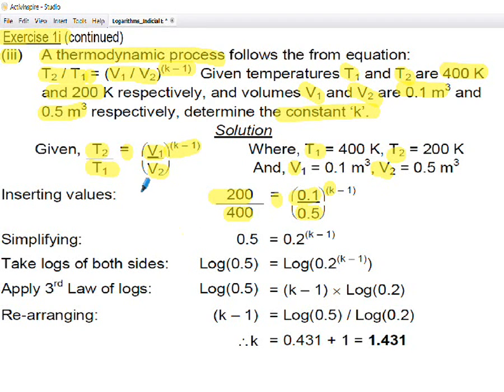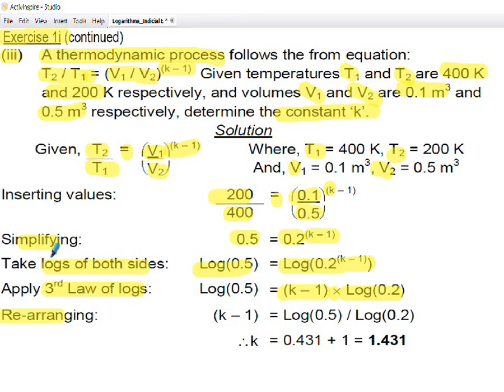So I simplify my numbers first of all on the next line. So 200 divided by 400 is 0.5, 0.1 divided by 0.5 is 0.2, to the power of K minus 1. Just simplify to decimals there. I now take logarithms of both sides of the equation. So on the left hand side, log of 0.5 is log of the 0.2 to the power of K minus 1. And then I apply my third law of logarithms to the right hand side. I get K minus 1, notice it's in the bracket, multiplied by the log of 0.2.